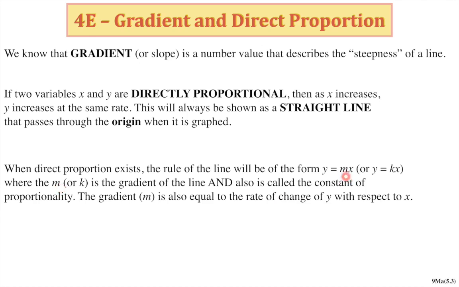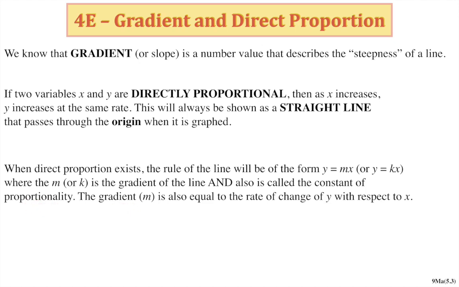m, the number in front of x, is actually the gradient. It's the slope. It tells us how steep the line is. And when we're dealing with proportion, it's also called the constant of proportionality. This is not a topic that we actually spend a lot of time on, this part here. We do spend a lot of time using gradient or slope, but not talking about proportionality.